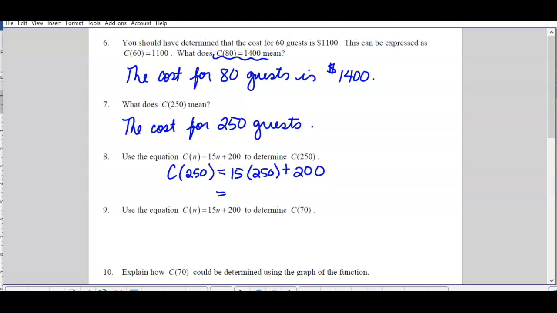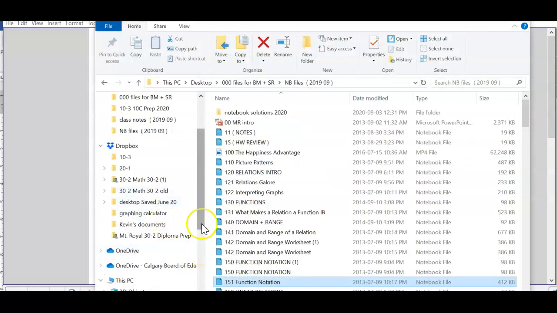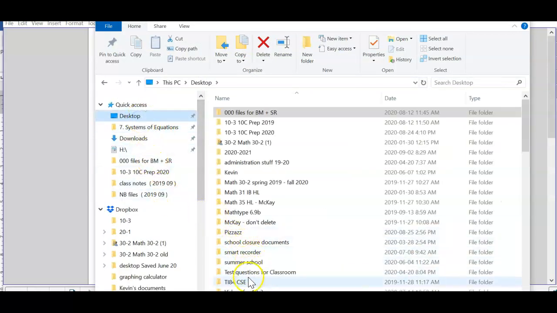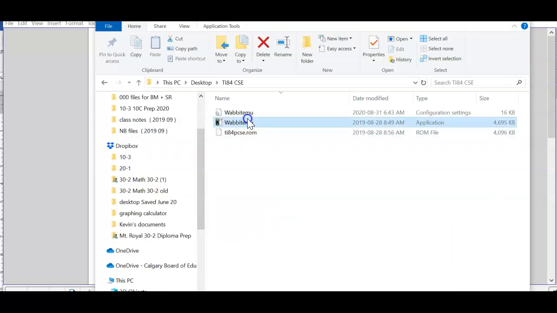So actually I just need my calculator, which I had out, but my computer shut down on me. Just give me a sec.